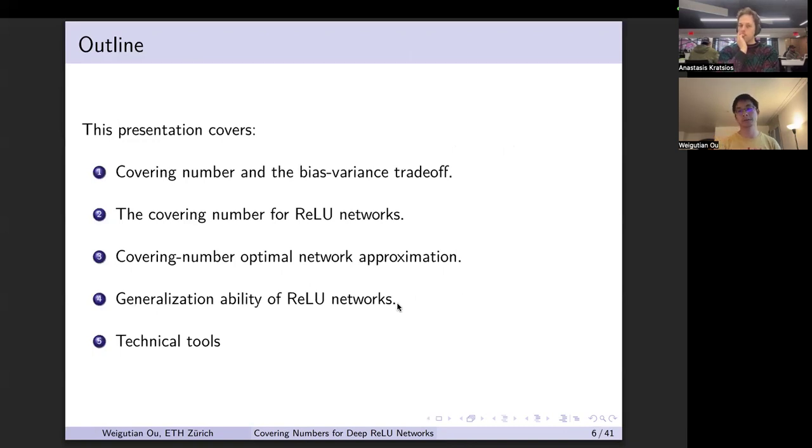In today's talk, I will talk about five different things. Even though they look like a lot, they are one story put together. I will start with the definition of the covering number and how to understand the bias variance trade-off. Then I will talk about the covering number for ReLU neural networks and why ReLU neural networks can achieve covering number optimality and approximation. Putting these three ingredients together, I will give some analysis on the generalization ability of ReLU neural networks. In the end, I will introduce what technical tools I invented in order to prove all the results in the first four parts. Let's start from the covering numbers.